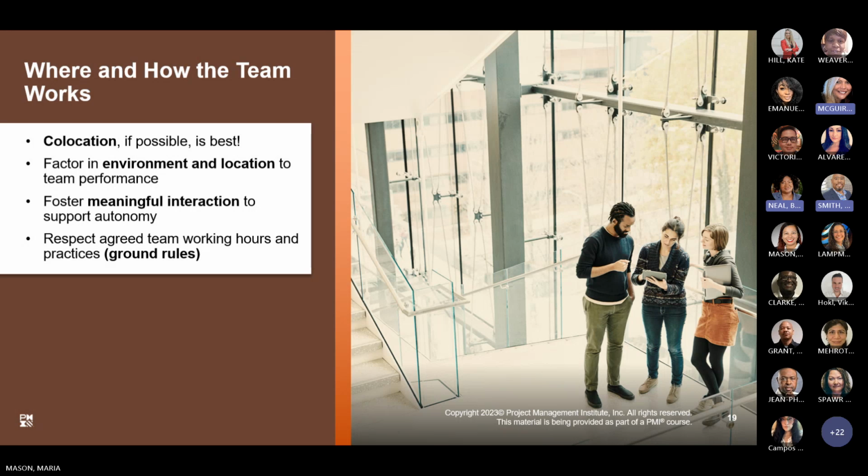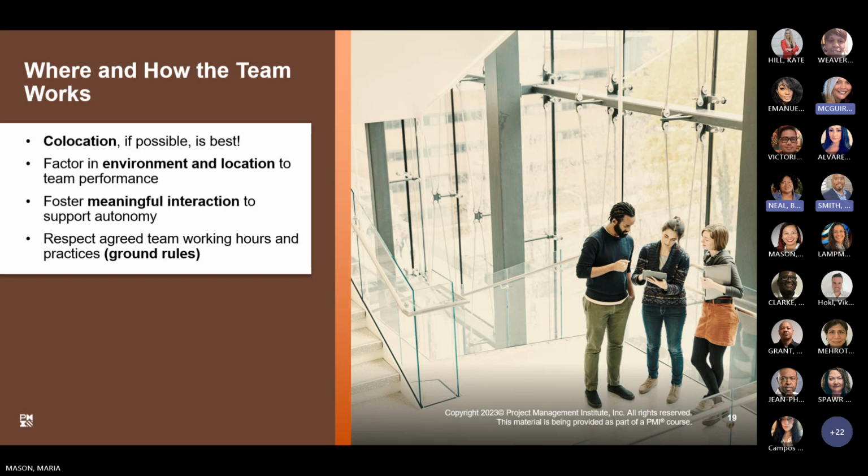So you have to make the best of what you can in the environment where people work virtually. Factor in environment and location to team performance. So consider time zones when you're scheduling meetings to make sure that it's conducive for everyone being available, and no one's working two or three hours later than they normally do because of a team meeting. You want to try to pick that time that's going to work well for everyone.